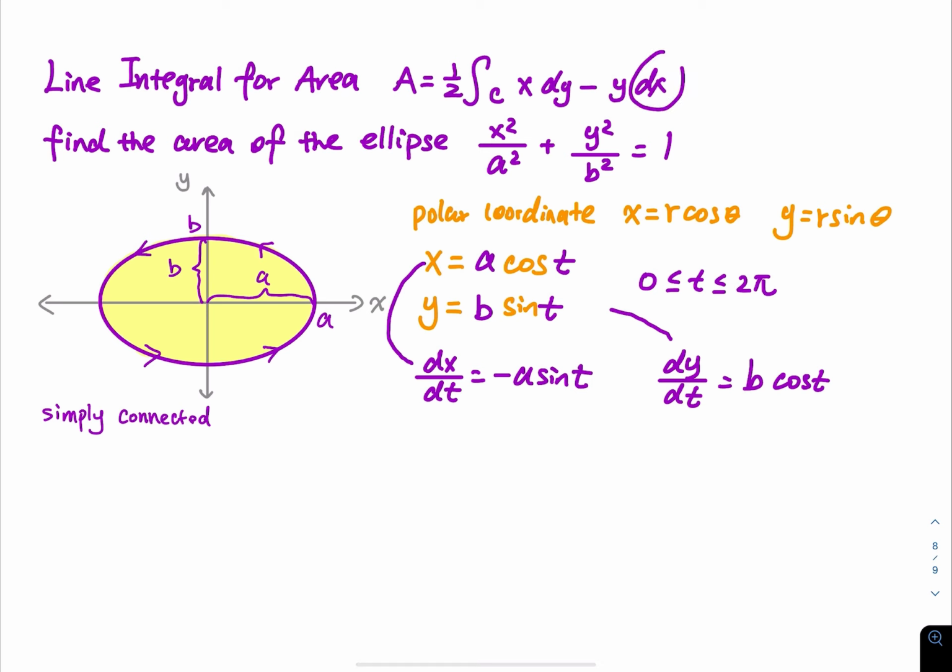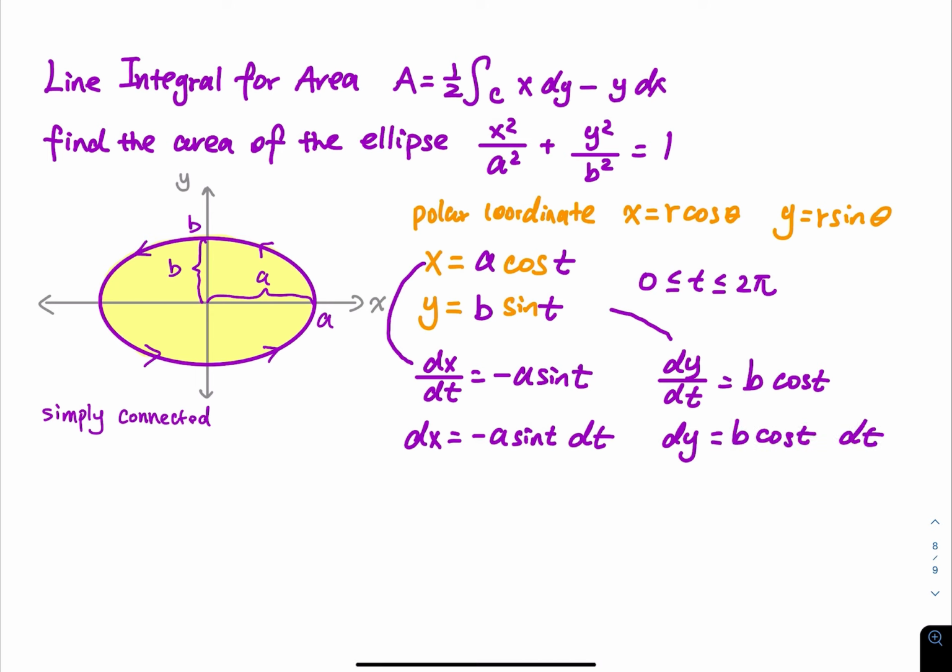Since I have a dx and a dy only, there is no dt in it, so you have to multiply the dt to the other side, and then we do a change of variable. So dx equals negative a sine of t dt, and dy equals b cosine of t dt. All right, so the dx, I got it, and the dy, I got it. They are in terms of t now, and also x and y are in terms of t. Okay, we can set up the line integral for area.